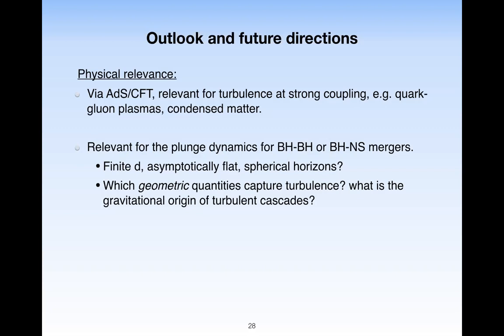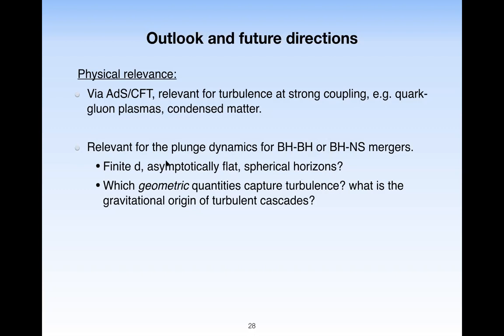Okay, and now let me be very clear on this point. We are not claiming that what we did has direct relevance for mergers, because in principle, one has to do the computation at finite D, also at asymptotically flat spacetimes, and also with spherical horizons. So this is a very long way away.